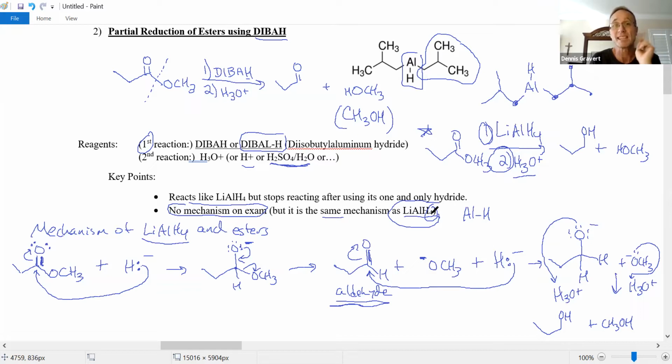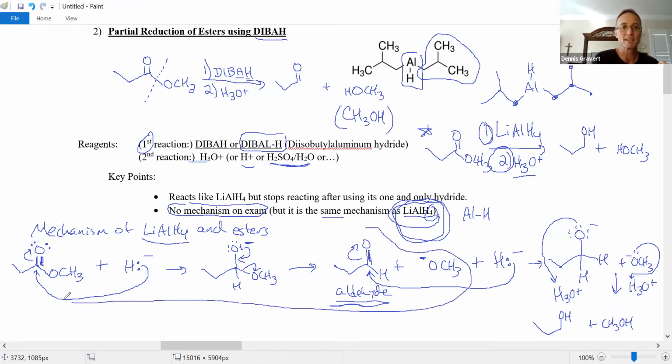Well, let's put in steric hindrance. Let's bulk it up and make it crowded so it's less reactive. Well, they decided to go with the isobutyl groups. That's pretty crowded. And it did the trick. So they designed this reagent by tweaking lithium aluminum hydride, and they made DIBAL, diisobutyl aluminum hydride. And that's a reagent that will stop right here in the mechanism. So if someone asks you for the mechanism of DIBAL, it's the first half of the lithium aluminum hydride mechanism.